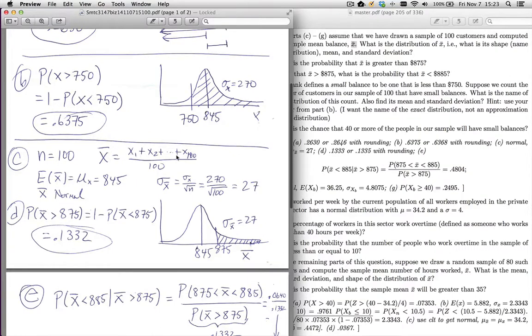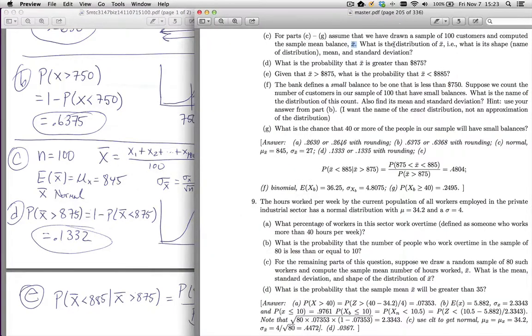So what is x bar? Well, x bar is just the sum of our 100 observations. So the first observation is an x. I draw one value from this distribution, I call that x1. And I draw another value, so another person, that's x2. I do that 100 times, I add them up, I divide by 100. That's x bar. Question asks, what is the distribution of x bar? What is its shape, mean, standard deviation?